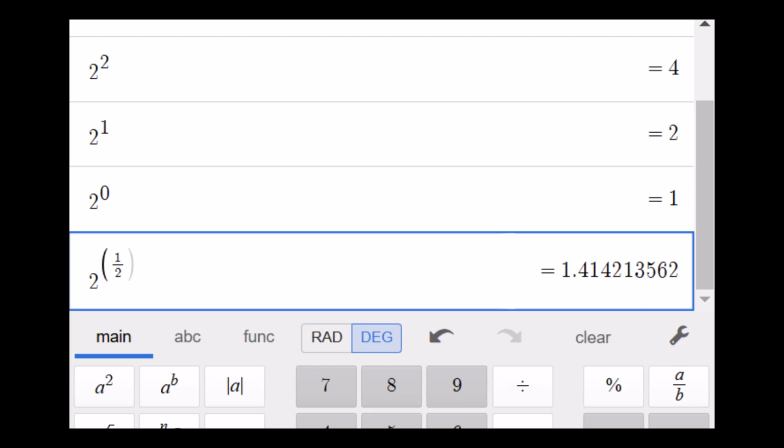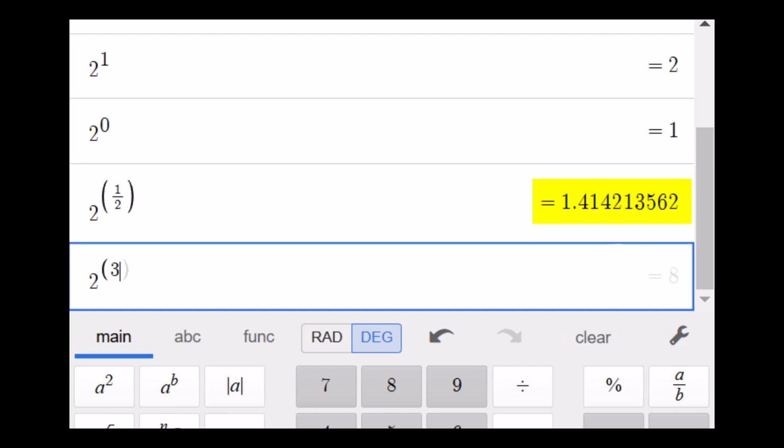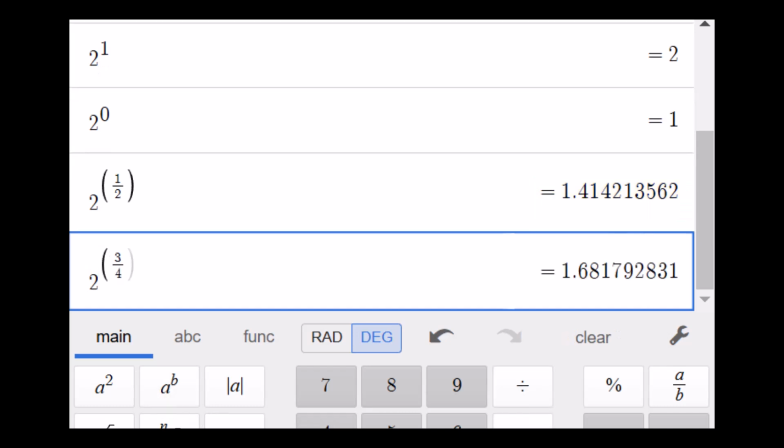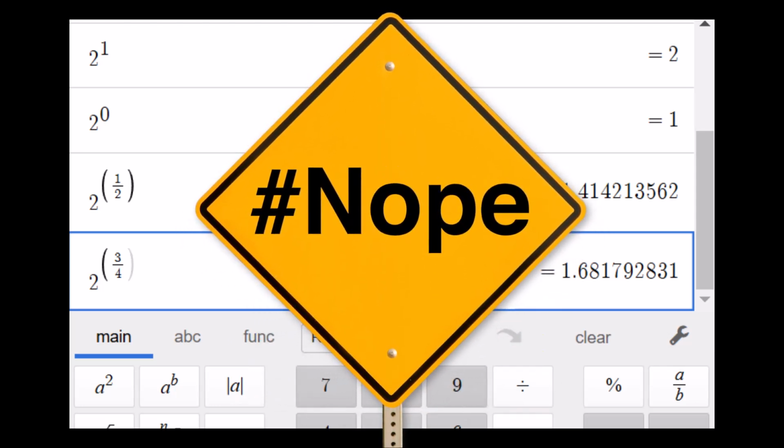But check this out. Interesting, right? What do you think that 2 to the 3/4 might be? Is that going to be closer to 1 or closer to 2? I can't lie, 2 squared equals 4 kind of makes sense to me. But without a calculator, 2 to the 1/2 makes no sense to me.